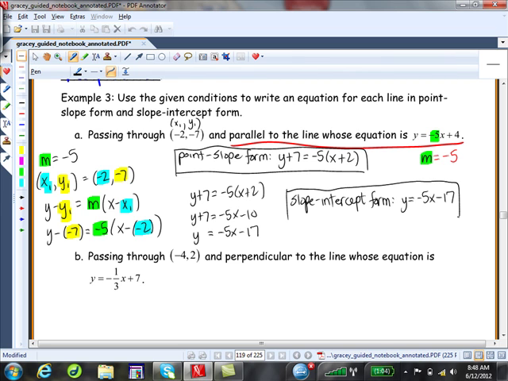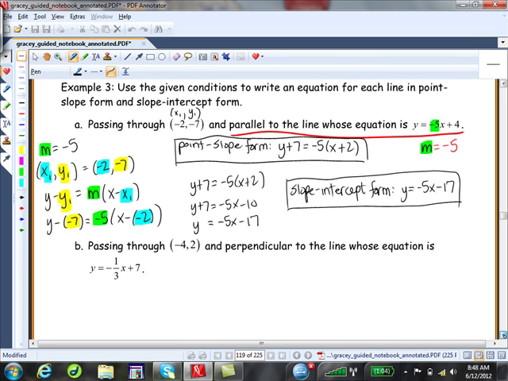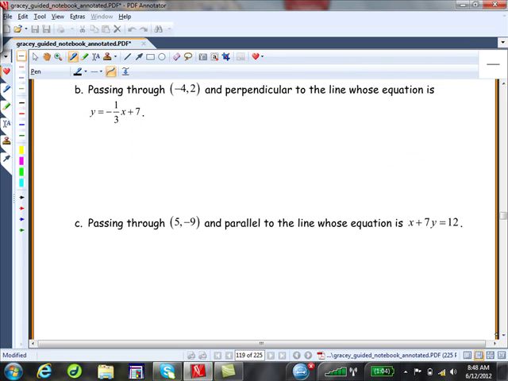Okay. All right, so why don't you try, I think I got 2 more examples. So pause the movie and give those examples a try, right? I know you can do it. All right, let's see how you did.